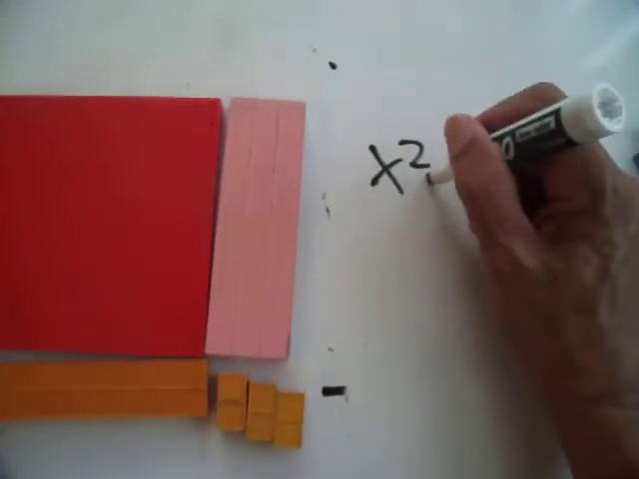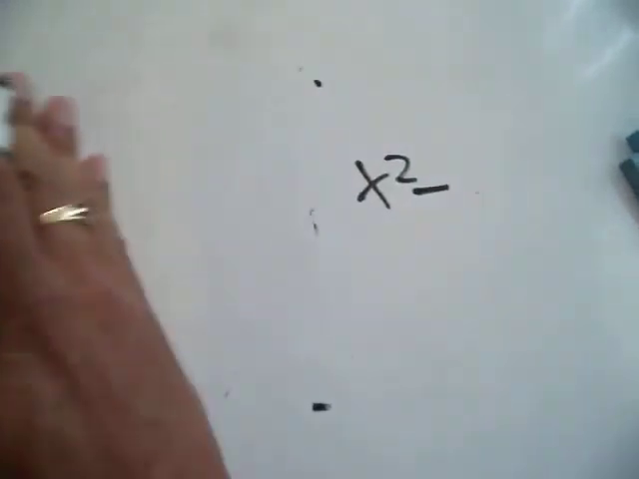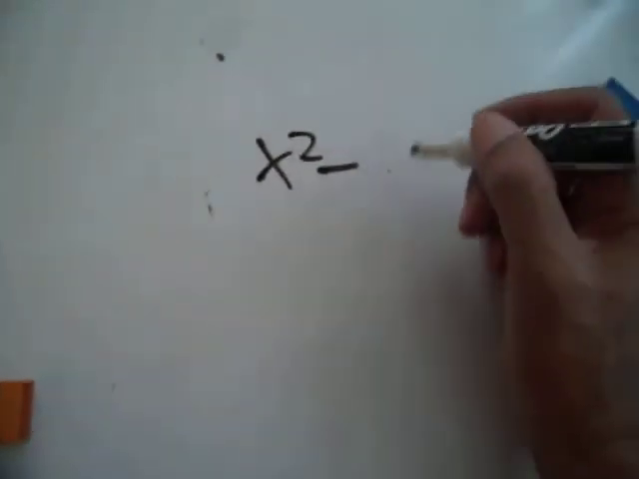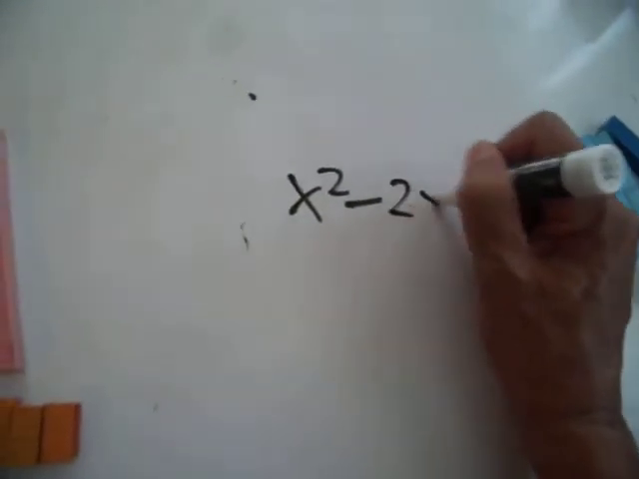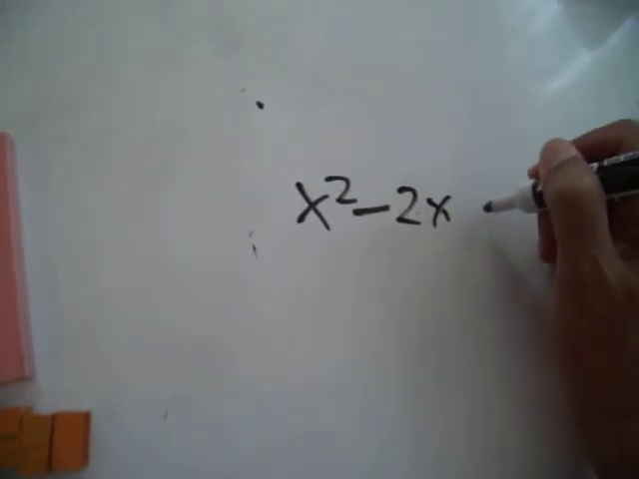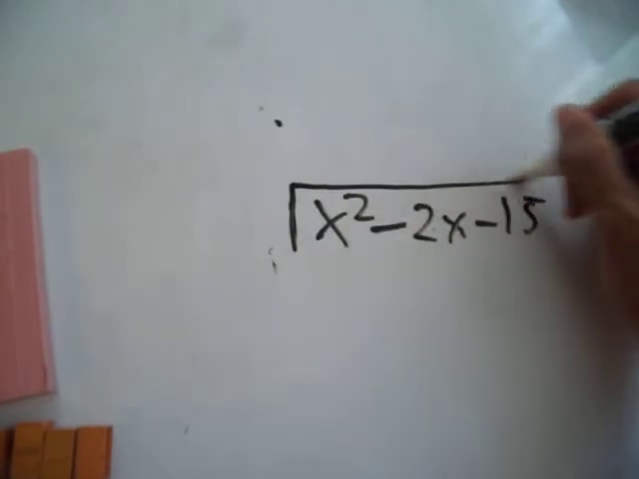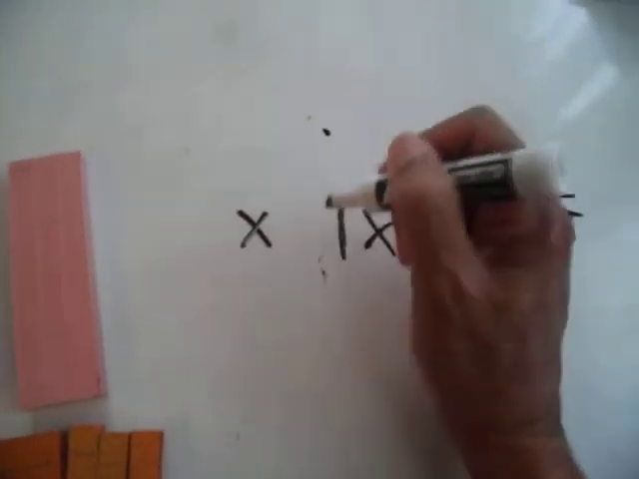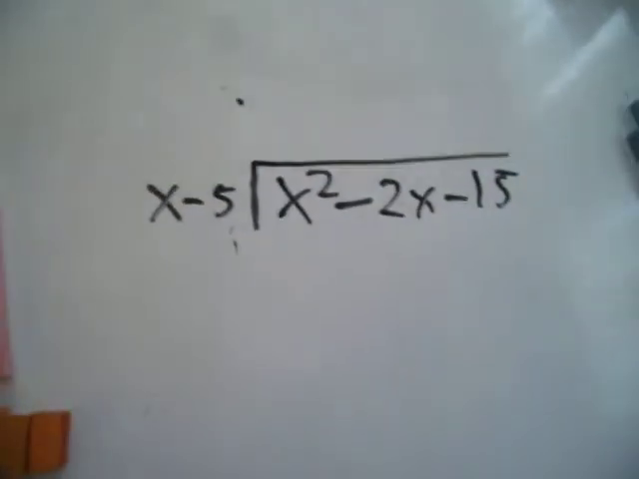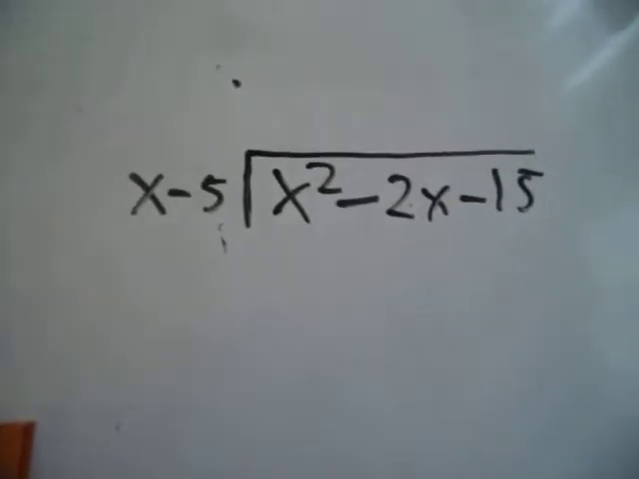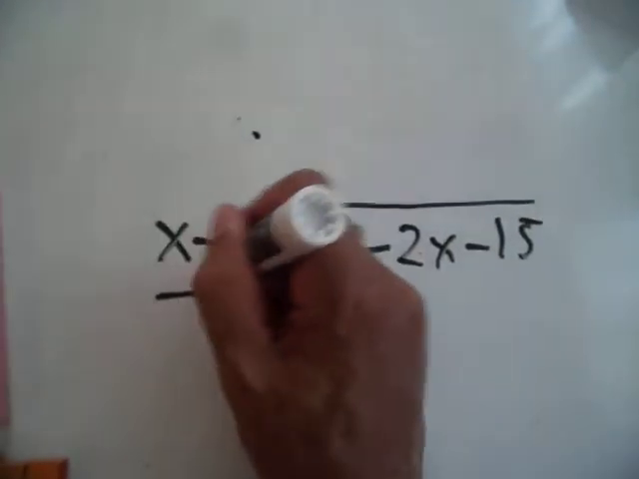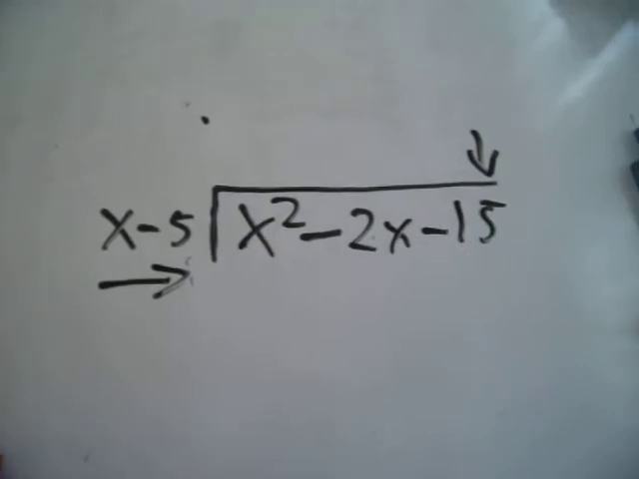When I have, say, something like negative, what am I going to do? Let's say negative 2x and negative 15, and I want to have one side be x minus 5. Okay, that's going to start getting tricky for students if they don't understand the across and down patterning.